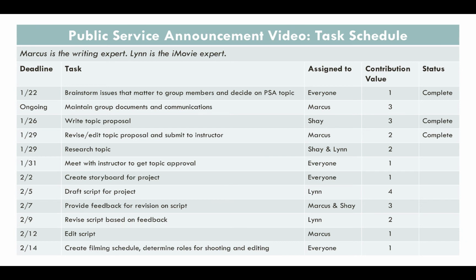Once your team has created its task schedule, the project manager should post it in a place where the whole group can see it. You might consider using a Google spreadsheet so that group members can update the status of their tasks and everyone can track the progress of the project.